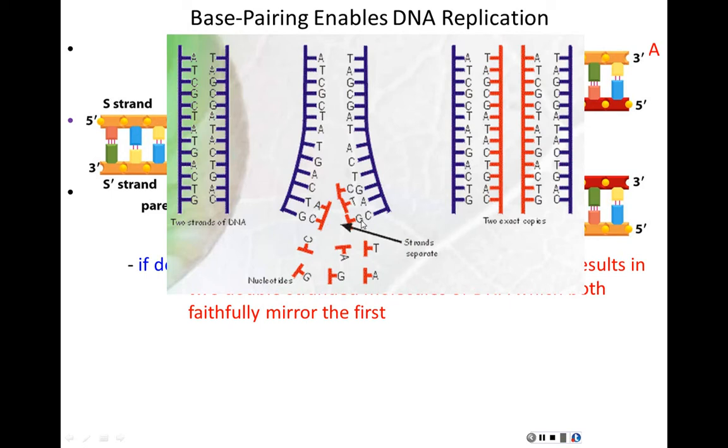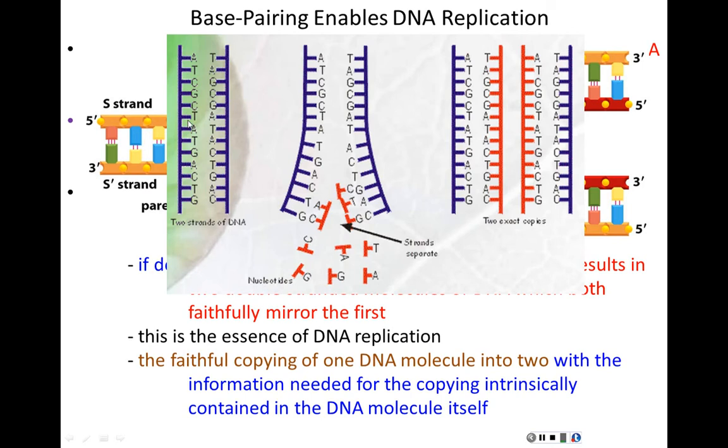What you're left with when this process is finished is two DNA molecules that are both identical to the first. Take a look at the sequences across these two strands on the left and compare them to the sequences you see here and the sequences you'll see here. You see that all three of these molecules are identical to one another in sequence. This is the essence of DNA replication. The faithful copying of one DNA molecule into two by using the sequence information on each strand to create a complementary strand to it. This is how DNA replication works. It occurs through nothing more than the simple rules of DNA base pairing.